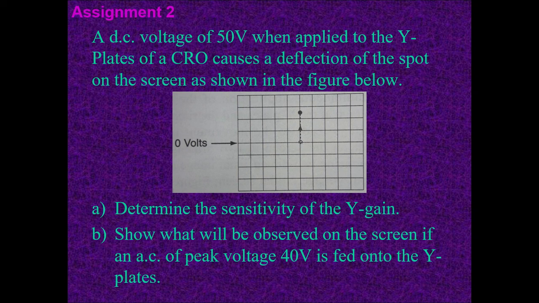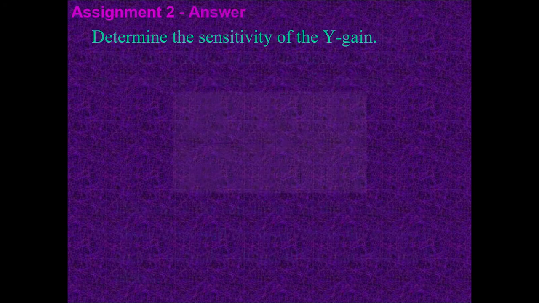So take note, a DC voltage of 50 volts when applied to a Y plate of a CRO causes a deflection of the spot on the screen as shown in the figure below. They have shown you where the mean position is, that is 0 volts. Number 1, determine the sensitivity of the Y gain. Number 2, show what will be observed on the screen if an AC of peak voltage 40 volts is fed onto the Y plates. Basically here they're asking you to draw the graph, just trace and show what will be seen on that specific screen. So let's begin with the numerical data still. Question 1, determine the sensitivity of the Y gain.